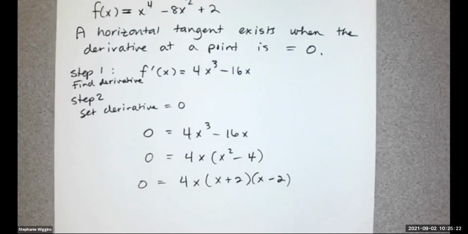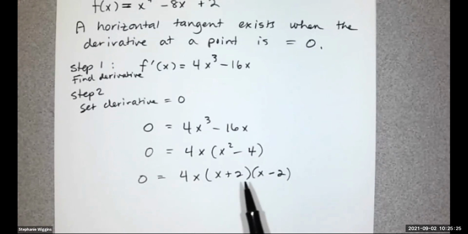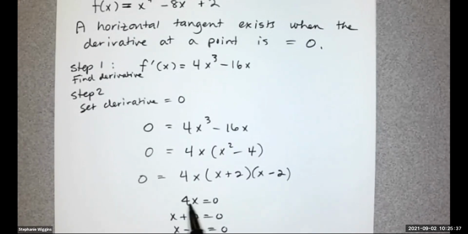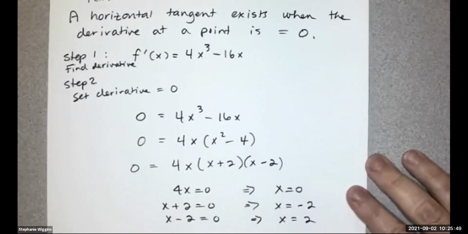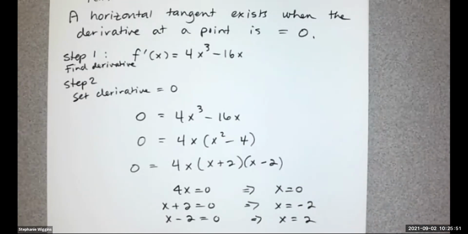And the way you know when this is equal to 0 is when each one is equal to 0, or any one of them is. So either 4x is equal to 0, x plus 2 is equal to 0, or x minus 2 is equal to 0. So in this case, x equals 0. And here, x equals -2. And here, x equals 2. So these are the 3 locations for when the derivative is 0. And therefore, at 0, -2, and 2, there's a horizontal tangent.